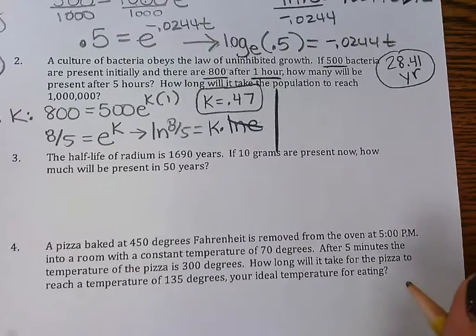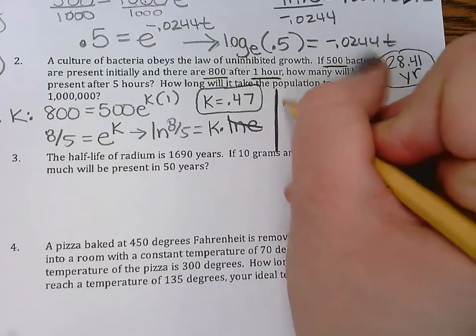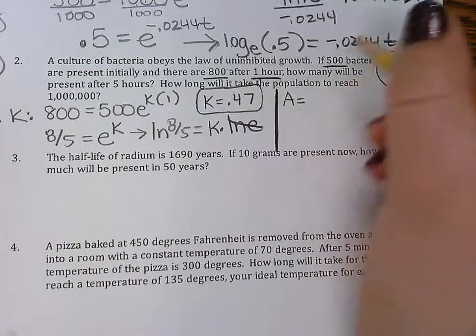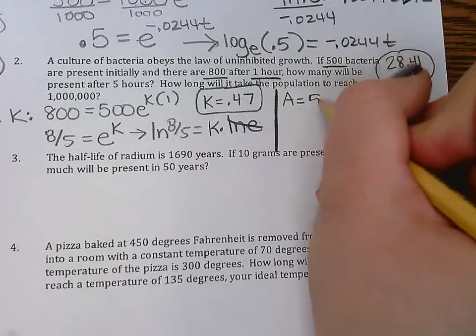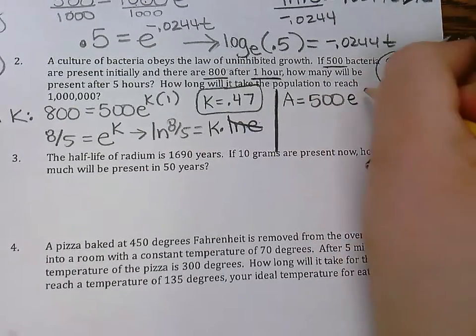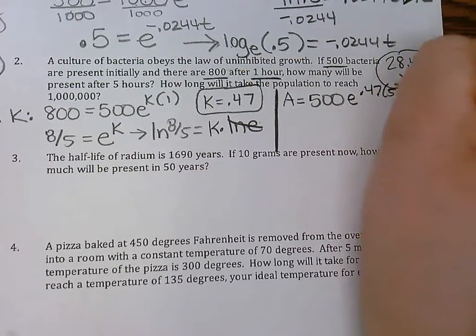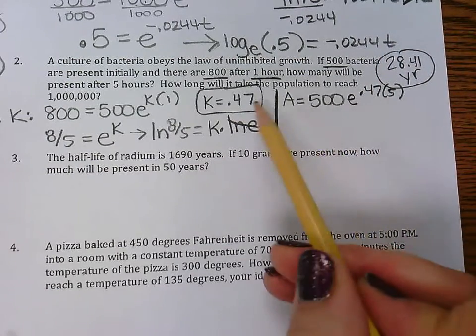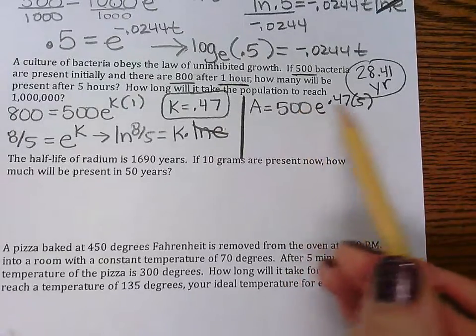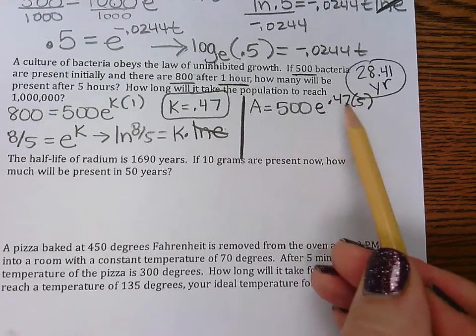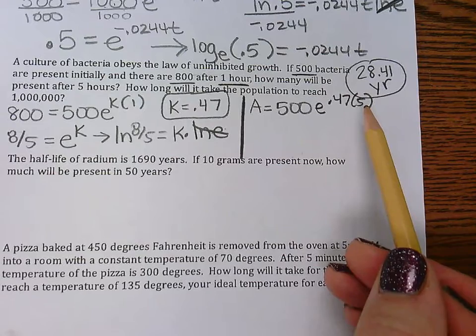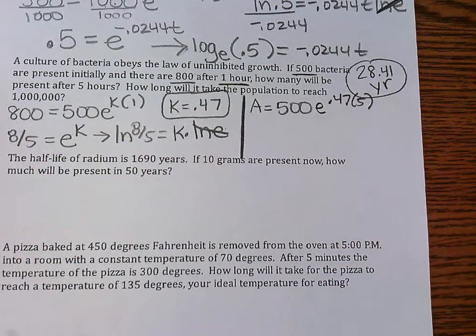So the 5-hour piece should be easy, because you're starting with how many? 500, right? I know E, I know K, and I know T. So that should be an easy one. You're just plugging into your equation: 500E to the 0.47 times 5. What'd you get?